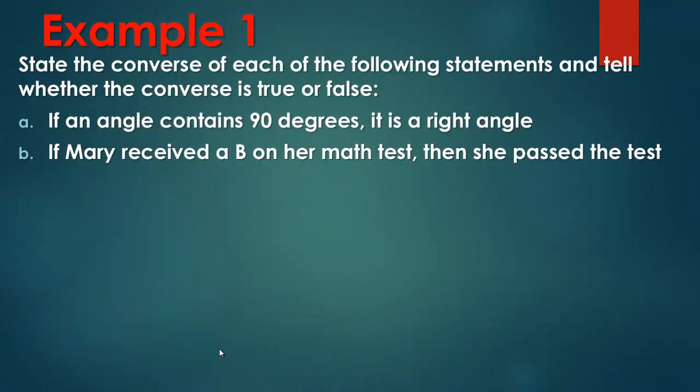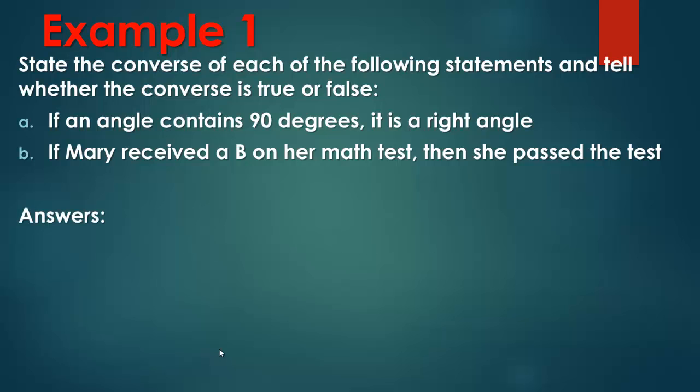Okay, so let's move on to the first example. State the converse of each of the following statements and tell whether the converse is true or false. So we've got, if an angle contains 90 degrees, it is a right angle. And if Mary received a B on her math test, then she passed the test. So pause it, and I want you to write the converse of each of these and then state whether it's true or not. Then press play and see if you were right.